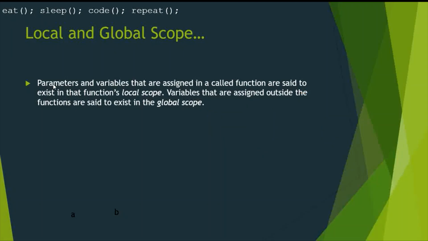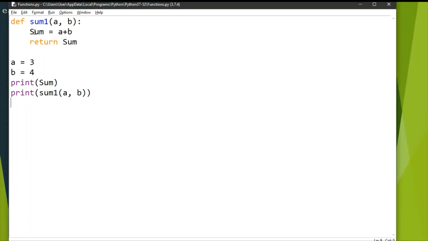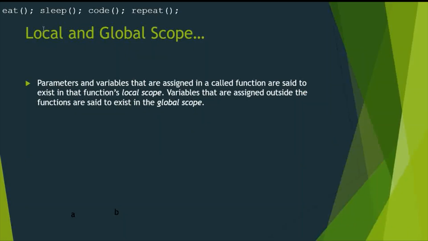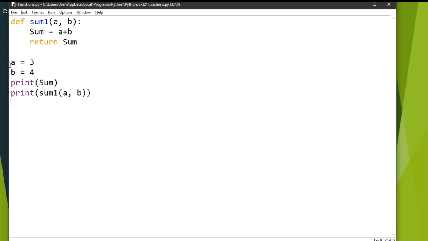Let's see what the slide says. Parameters and variables that are assigned in a called function are said to exist in that function's local scope. So in this example, the variable sum has its scope only while the function is defined, not outside it. Variables that are assigned outside the functions are said to exist in the global scope. So a and b are global variables which can be accessed or initialized from anywhere in the program.